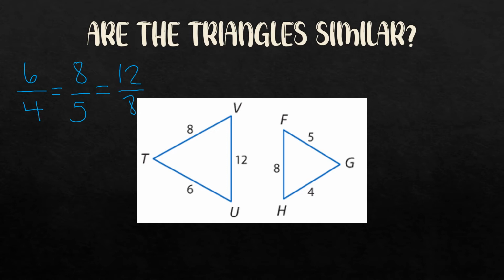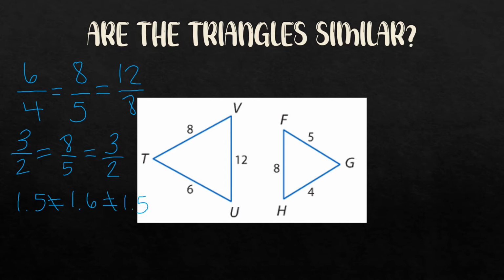6 over 4 does simplify to 3 over 2. 8 over 5 does not simplify, and 12 over 8, if you divide both of those by 4, simplifies to 3 over 2. So if I'm comparing these 3 fractions, these 3 fractions are not the same, so these are not similar. If you change them to decimals, which is a possibility, 3 over 2 is 1.5. 8 over 5 is 1.6. And so since those are not the same, then these are not similar. No, and you could say sides are not proportional.